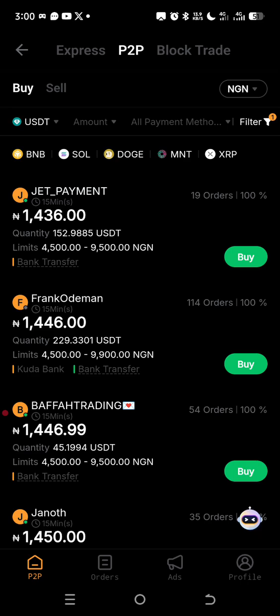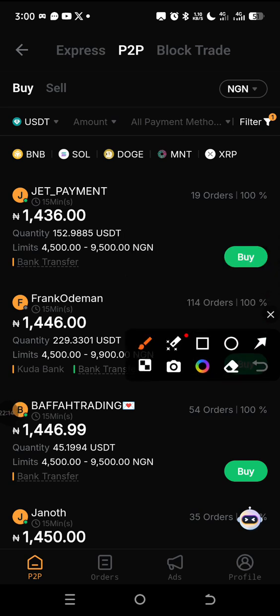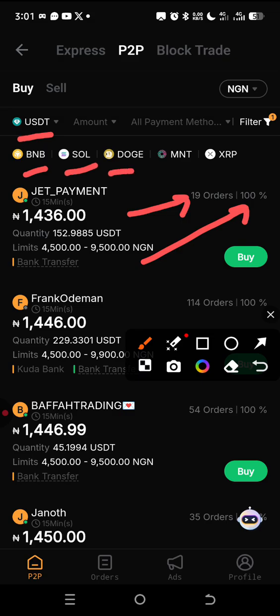This person has 100% trust. He has done 19 orders, as you can see right there. Okay, so you can buy BNB, you can buy USDT, you can buy Solana, you can buy Doge, you can buy NMT, you can buy SROP. All right, so it is currently on USDT and it is a buy.